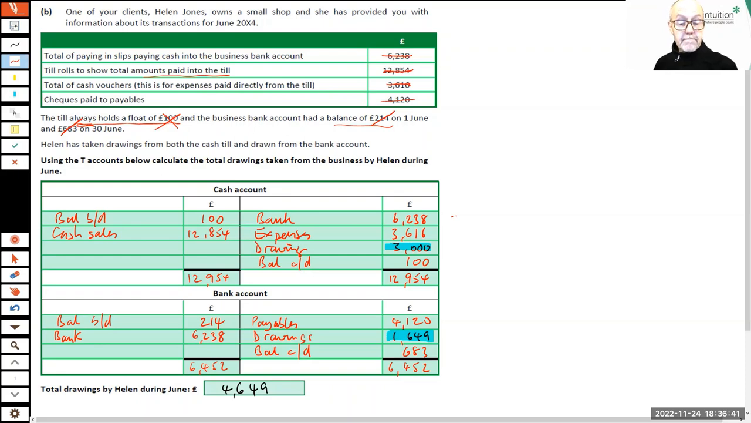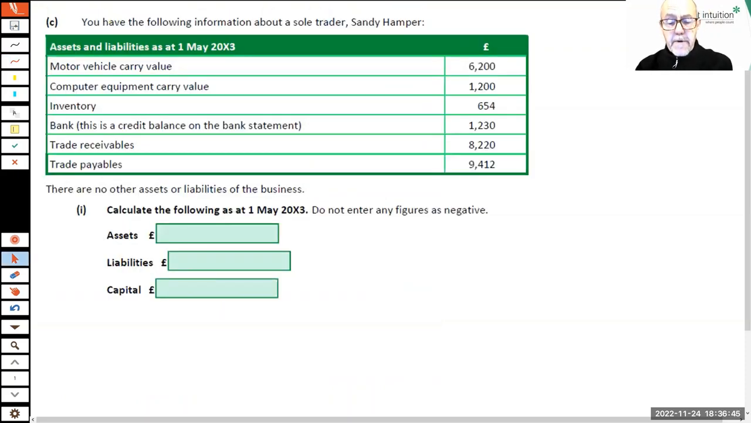Okay, what else have we got? We have information about a sole trader, Sandy Hamper. That's what you get if you have a picnic on the beach. We have to establish his assets, his liabilities, and capital. What I do here: motor vehicle. Is a motor vehicle an asset or a liability? There is a joke here. It's an asset as long as you buy the right one, because we've all had one of those, haven't we? I've had a couple. Computer equipment, that's an asset. Inventory, stuff we've got in the warehouse to sell, that's another asset.